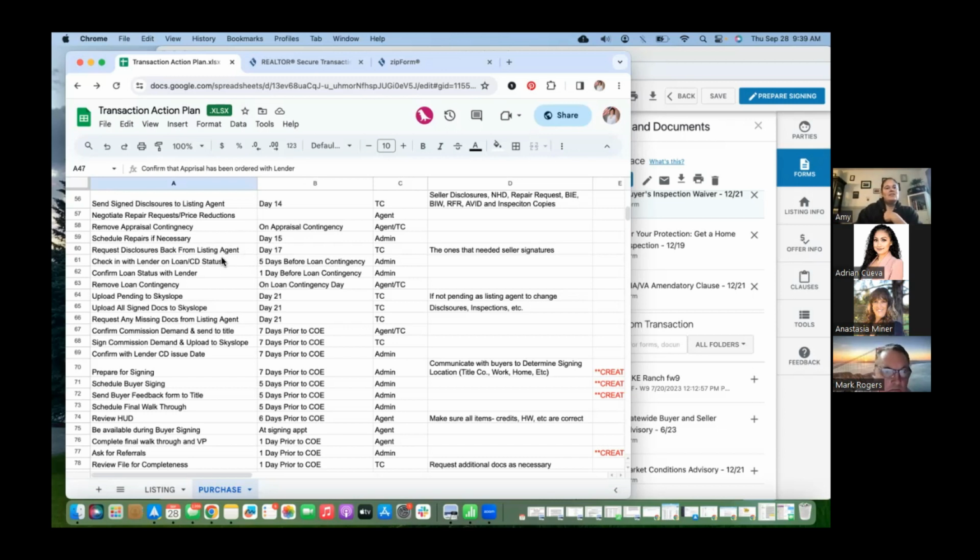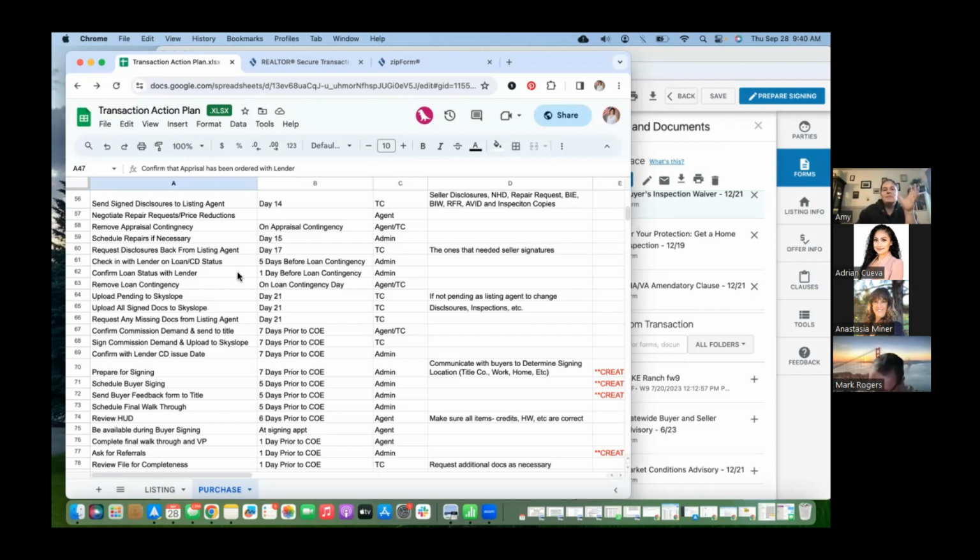Then we get into 5 days before the loan contingency time frame. We want to check in with the lender on where we're at with the loan and where we're at with the closing disclosure status. Remember that closing disclosure has to go out before we can sign documents. So every time we check in with that lender, we don't just want an update on the loan itself. We want an update on if that CD has gone out, because that's going to hold us up more than anything. So 5 days before loan contingency, we want to check in and see how that loan's rolling along. 1 day before the loan contingency, we're going to confirm loan status with the lender.